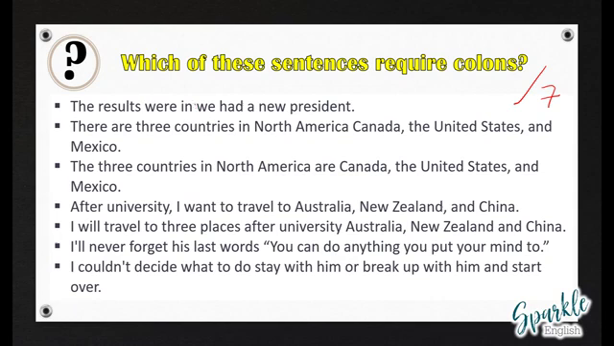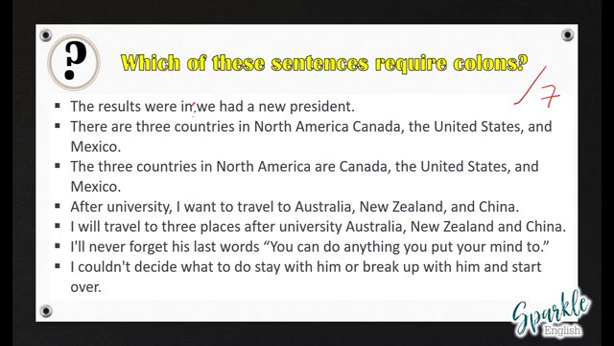Here we're going to put a colon after "in." The results were in: we had a new president. We're doing this because we're separating 2 independent clauses that are directly related. We're putting the emphasis on "we had a new president" because those are the results of the election or of the campaign.